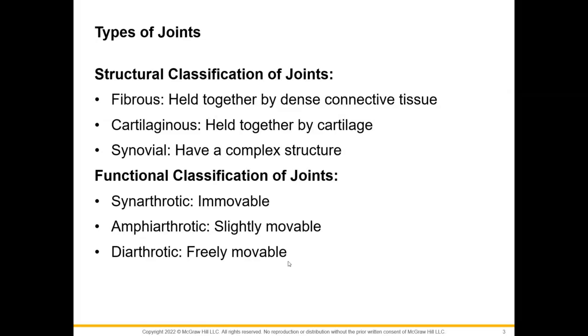Functional classification is the next way we classify or identify the joints. They can be synarthrotic, amphiarthrotic, or diarthrotic. Synarthrotic means they are immovable. Amphiarthrotic means slightly movable, and diarthrotic means freely movable.